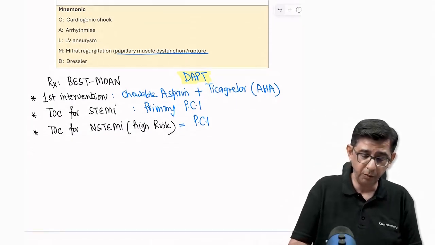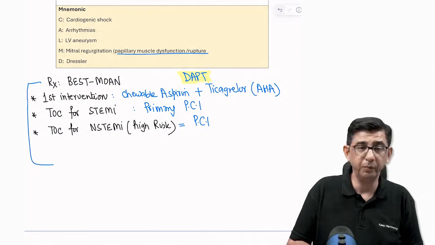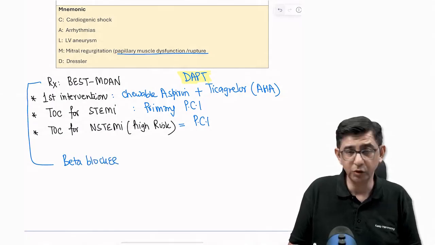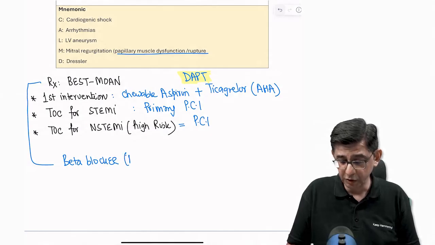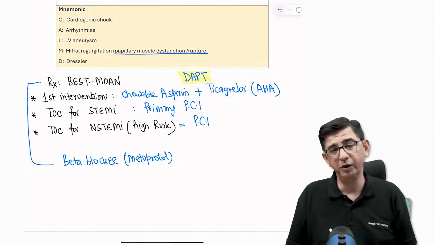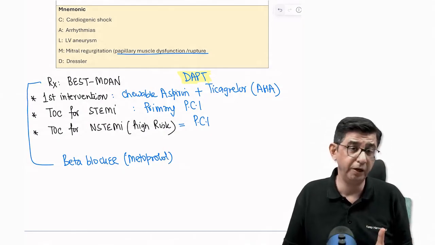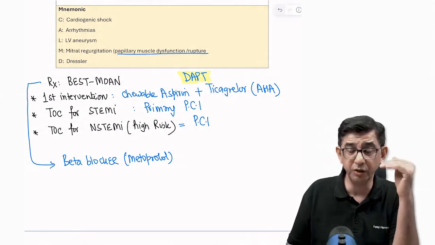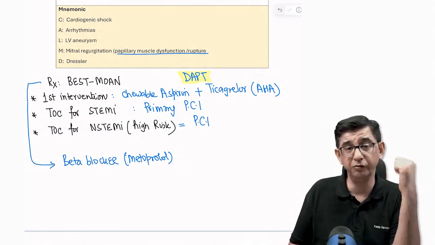Let's look at the full form of BEST MOAN here. For the BEST MOAN, one of the drugs that is used, this does not mean that beta blocker is the first drug to be used. No, it is just that this is a mnemonic which can help you remember what are the drugs that are being used for management of myocardial infarction. So we have to give beta blocker. A single dose of beta blocker will decrease the heart rate and conserve oxygen. I need to conserve the fuel.